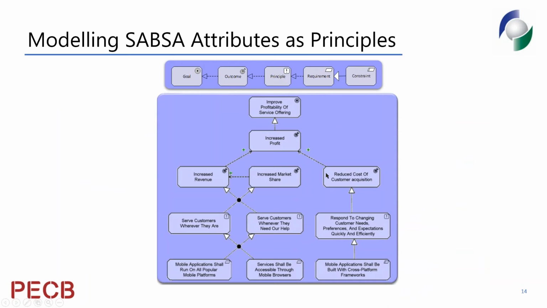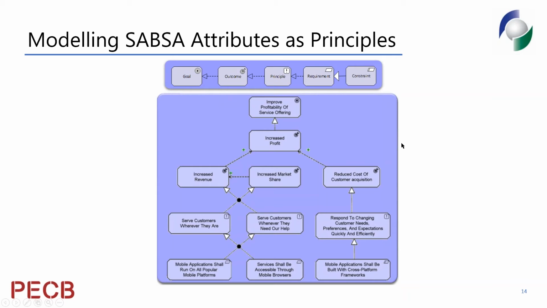We have to be a little bit careful about the placement of those attributes, because in the ArchiMate model, principles are sort of midway in the chain between a goal and the requirements and constraints, as though by following principles you can achieve your goal.